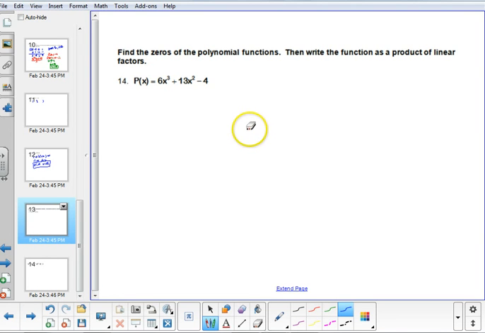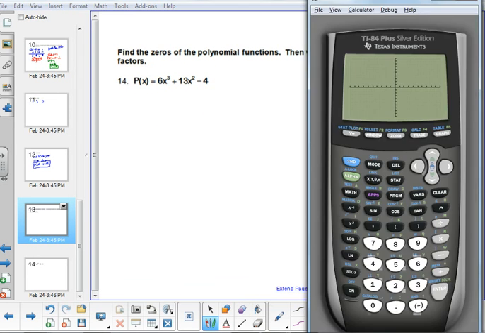Find the zeros of the polynomial function, then write as a product of linear factors. So we can try many methods, but this is a cubic that I think we're going to be able to reduce by synthetic division. So back to that process. Hopefully I'll get that one question fixed before we do our lesson, so sorry. 6x to the third plus 13x squared minus 4.